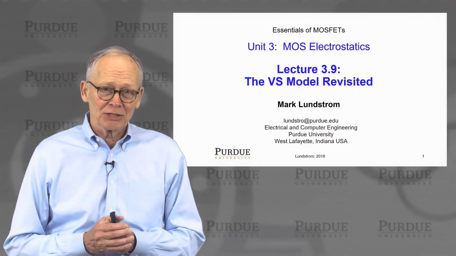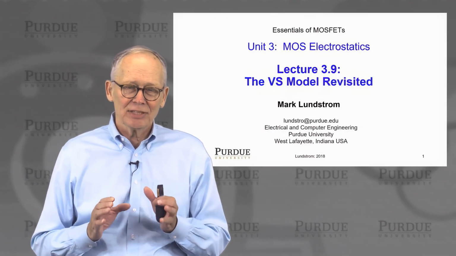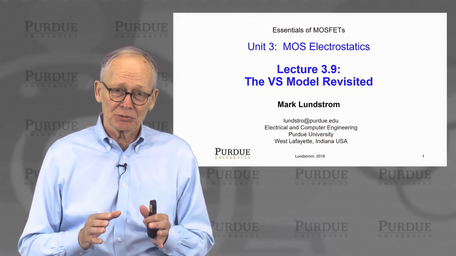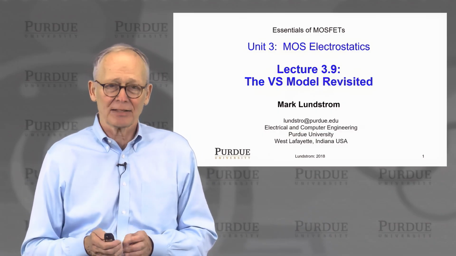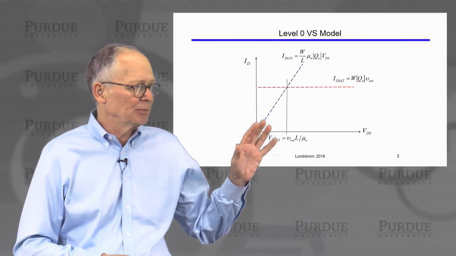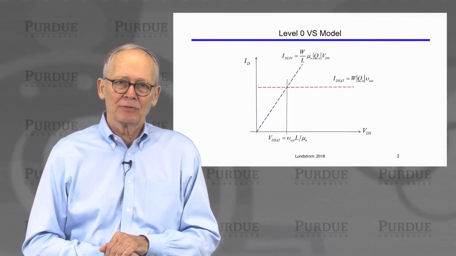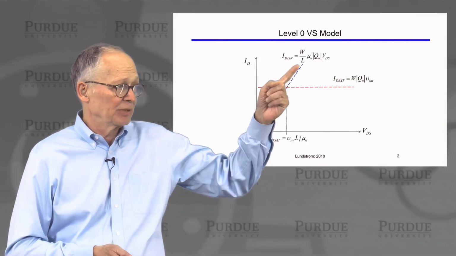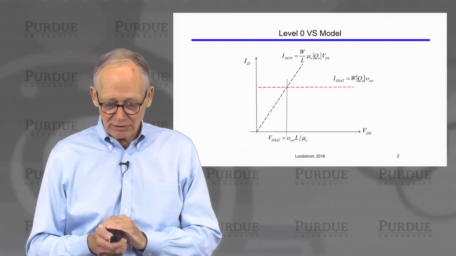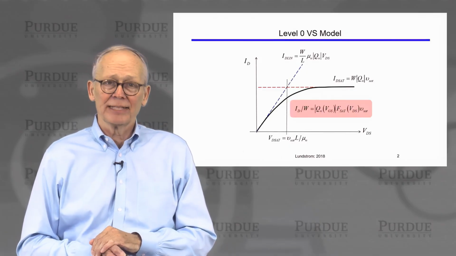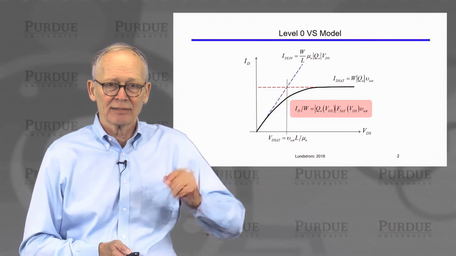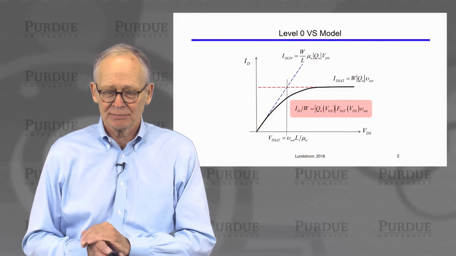Well, it's time to get back to MOSFETs. Now that we have a good understanding of MOS electrostatics, we can revisit our virtual source model and see if we can make it a little bit better. You'll recall that we developed a simple two-piece model for the transistor with a simple expression for the linear current, a simple expression for the saturated current, and then by introducing an empirical FSAT function, we could smoothly connect the linear and saturation regimes.